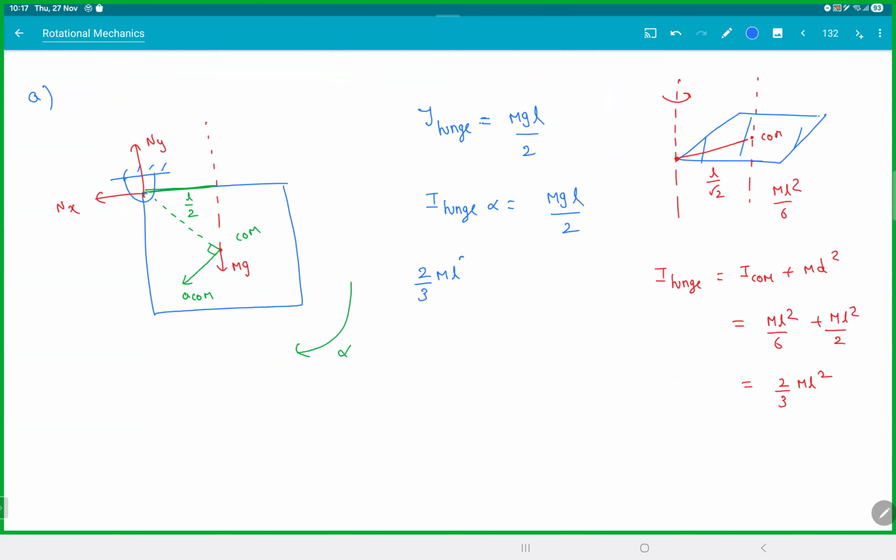2 by 3 ml square alpha is equal to mgl by 2. Therefore, alpha will be 3g by 4l. And a center of mass will be L by root 2 alpha. There you got it. Check your answers for the first one. 3g by 4 root 2 alpha.